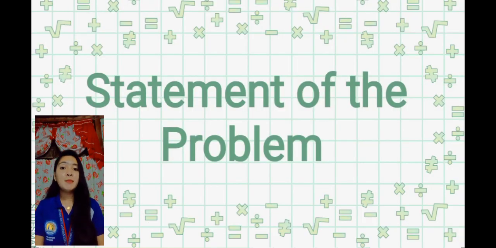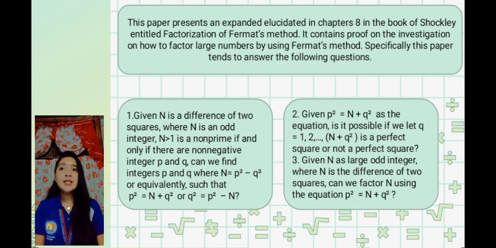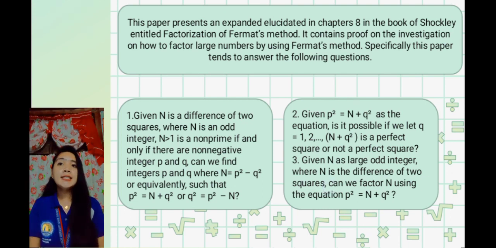Next is the statement of the problem. This paper presents an expanded elucidation of Chapter 8 in the book of Shackley entitled Factorization by Fermat's Method. It contains proof on the investigation on how to factor large numbers by using Fermat's method. Specifically, this paper tends to answer the following questions.